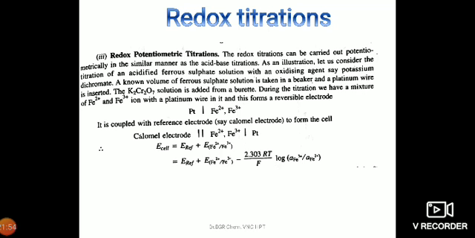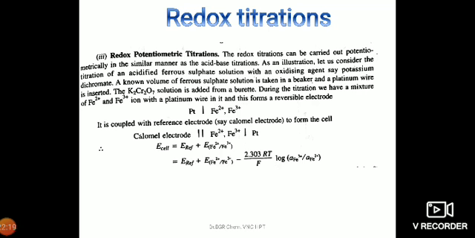Second one is redox titrations. Here the nature of the reaction is oxidation and reduction. For that purpose, we are using a redox electrode like ferrous ferric. Fe2+ Fe3+ electrode we are going to construct, and we connect it to a calomel electrode, so that we get the cell which has been constructed, suitable for redox titrations.